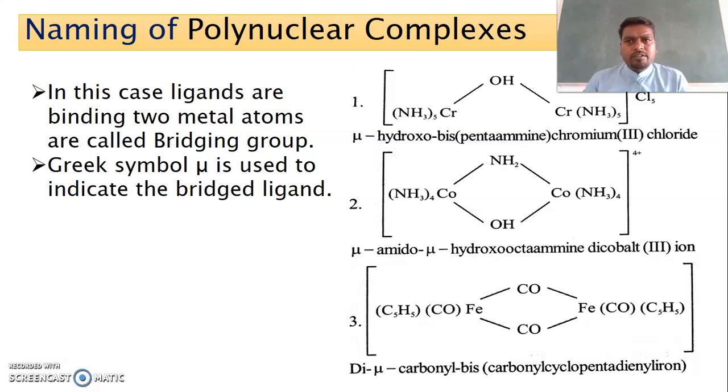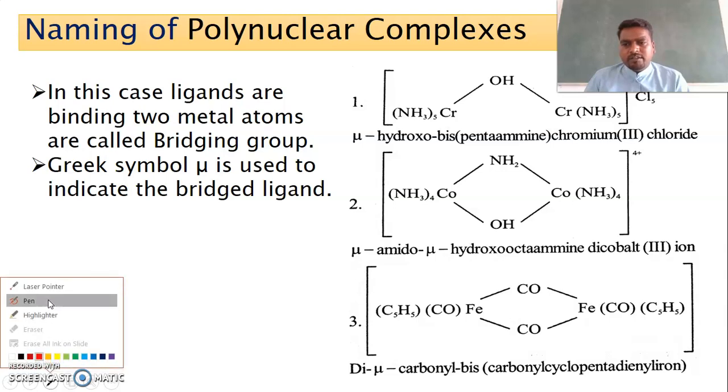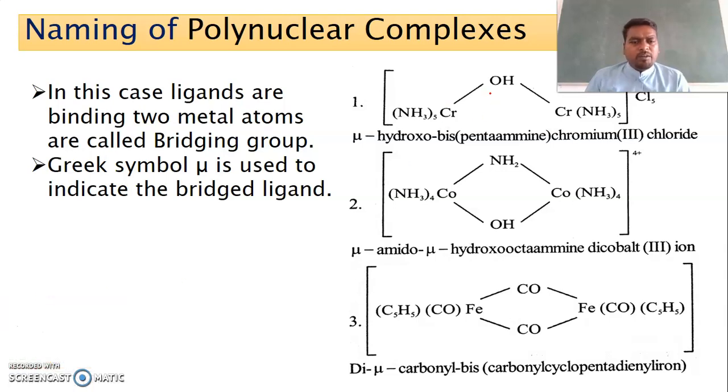Next rule is naming of polynuclear complexes. I think this is a new type of complex we are going to discuss now. In this case, you just observe the complex. What happened here? This OH group, this NH2 group, and this OH group connect the metal atoms. It connects two metal atoms.